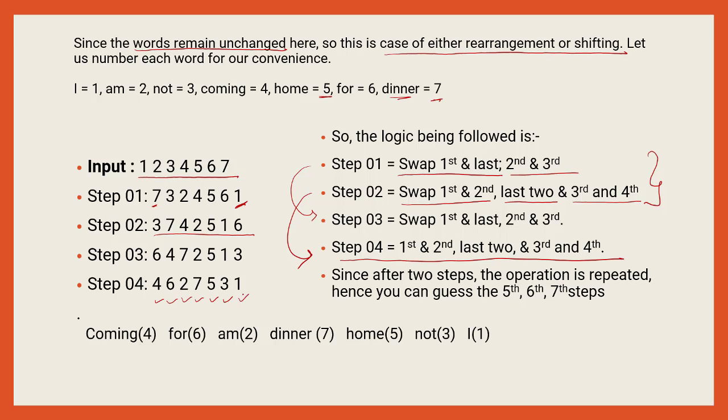We can just arrange the words accordingly. So our answer should be: coming for am dinner home not I.